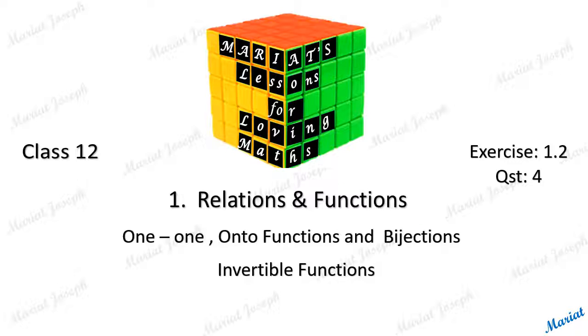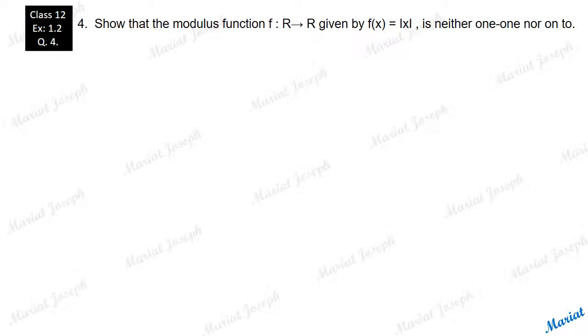Welcome to an example of classifications of functions such as one-one function, onto function, bijections, and invertible functions. Show that the modulus function f defined from set of real numbers to set of real numbers given by f of x equal to mod x is neither one-one nor onto.